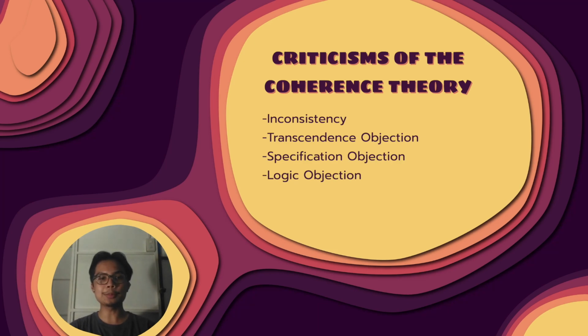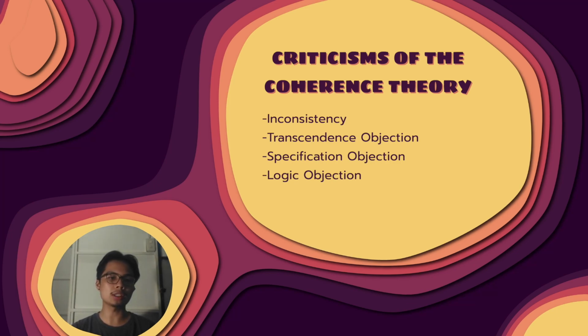The next is the specification objection, which was made by Bertrand Russell in 1907. He states that coherence theorists have no way to identify the specified set of propositions without contradicting their position. This can happen when they have two contradictory statements, because two contradictory statements can each cohere with a set of propositions. And as we have learned from the previous modules, contradictory statements cannot both be true at the same time.